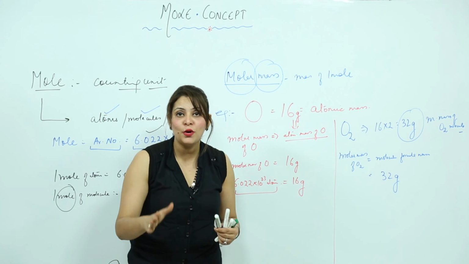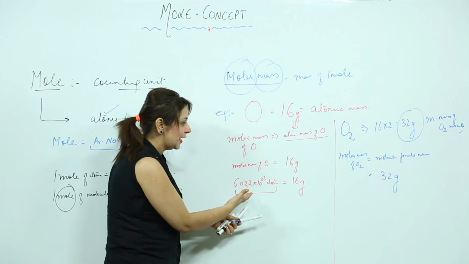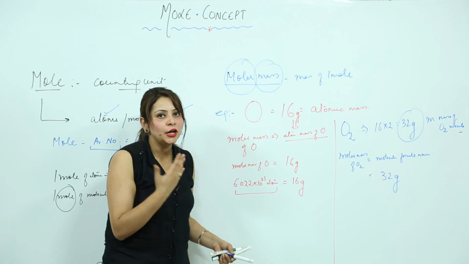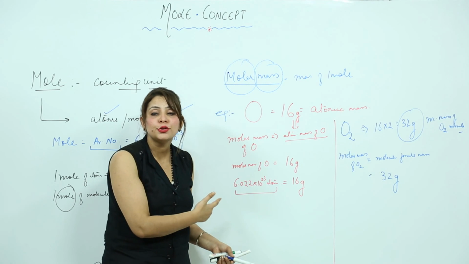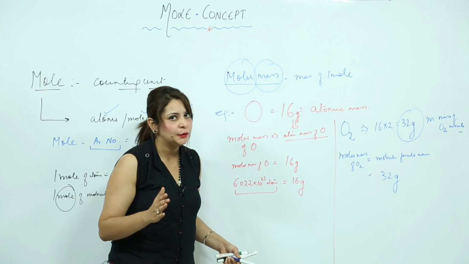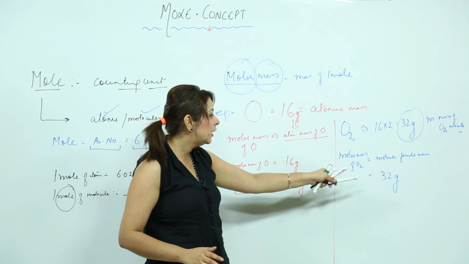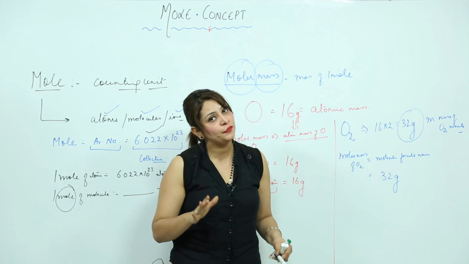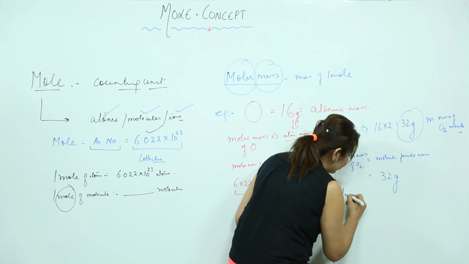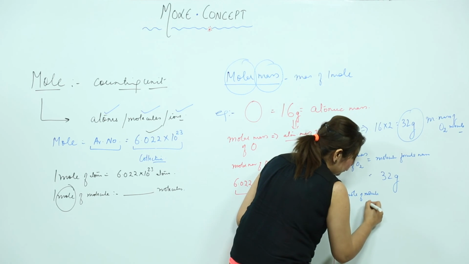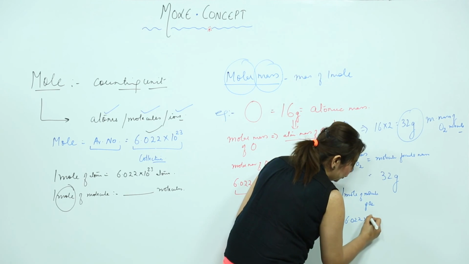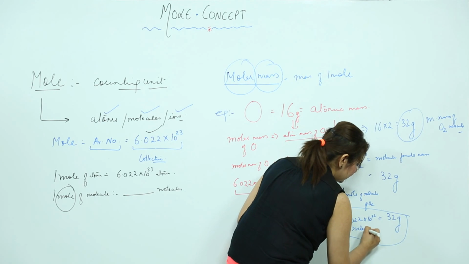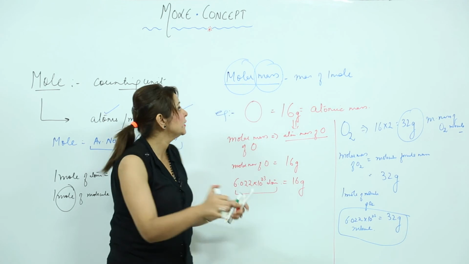Again, the same question I'm going to ask you. In the earlier case I asked you whether 16 grams is the mass of one atom. You know that it is not the mass of one atom, it is actually the mass of 6.022 × 10^23 atoms. That is, it is the mass of 1 mole. Likewise, I am asking you the same question here: is this 32 grams the mass of one molecule of O2? No, it is not the mass of one molecule of O2. Actually, it is the mass of 1 mole of molecules of O2. That means 6.022 × 10^23 molecules actually weigh 32 grams. So this is the molar mass.